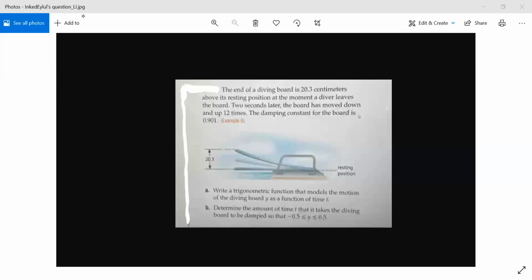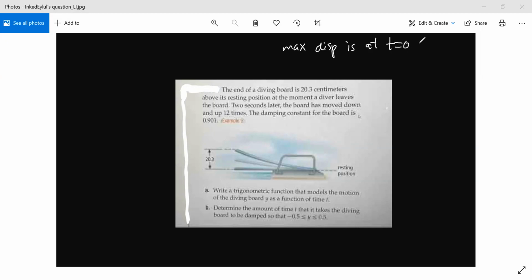So for this question, the maximum displacement of the diving board occurs at t equal to 0, right? So let me just change this. So the maximum displacement, I'm going to write here, max displacement is t equal to 0.